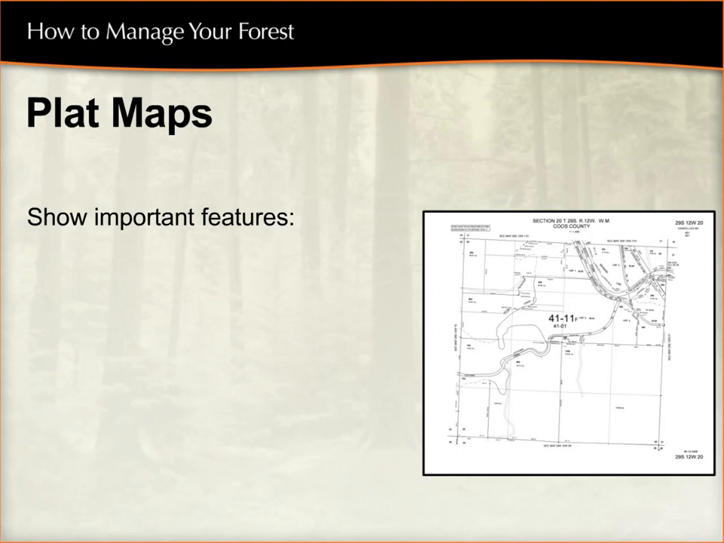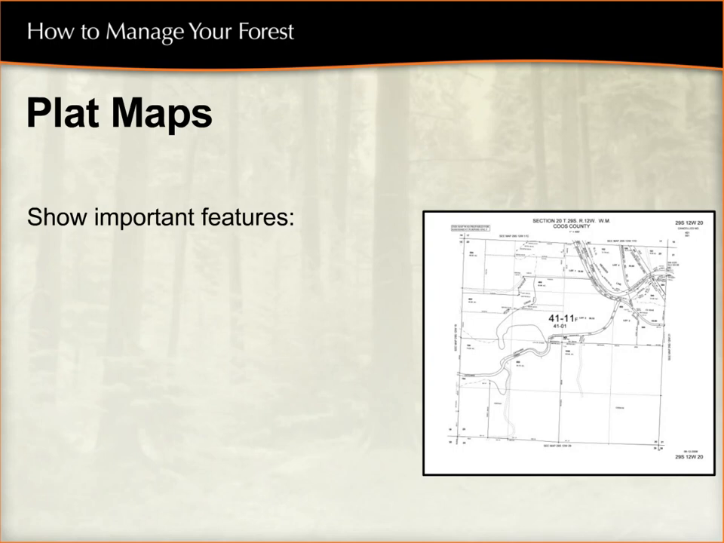Plat maps are the official maps used to graphically display tax lots. They usually contain one section per map. Remember, sections are 1 mile square. Sometimes, when there are many small tax lots in a small area, such as in a residential development, sections can be divided up into multiple plat maps, so they're easier to read.